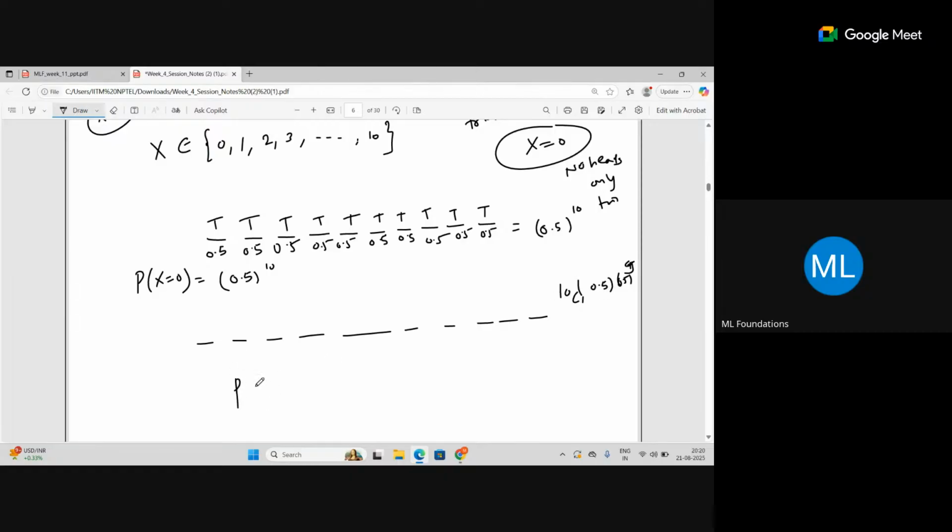Okay, maybe I'll write down here. Probability that x equal to 1 is 10C1 times 0.5 times 0.5 to the power 9. 9 is 10 minus 1. So this is the probability of occurring head, and this is the probability of occurring 9 tails. So that's the probability. Now can you understand? Now can you say what kind of random variable this is?